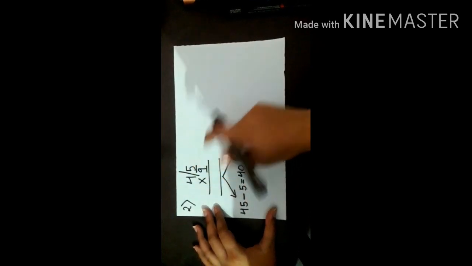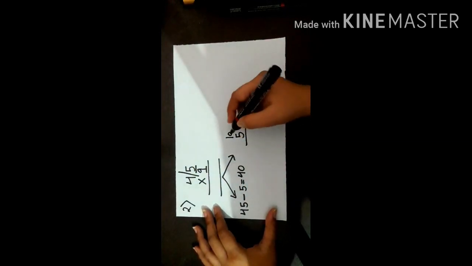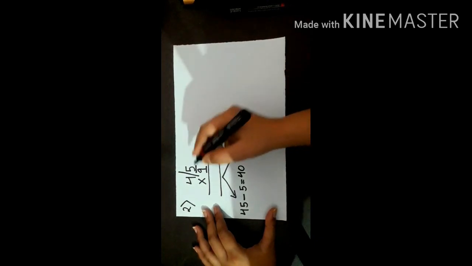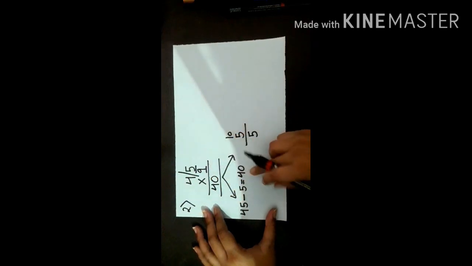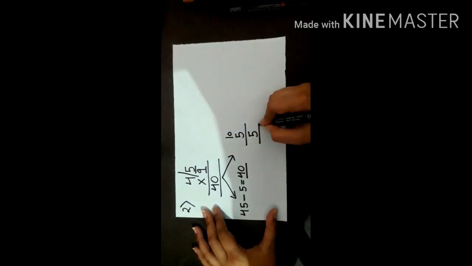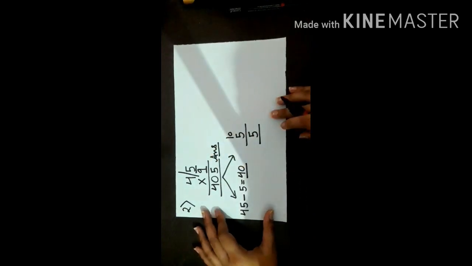After the slash is 5. Last from 10, as we always do. 10 minus 5, 5. And here this first answer is 40. And the second one is 5. And this is your answer.